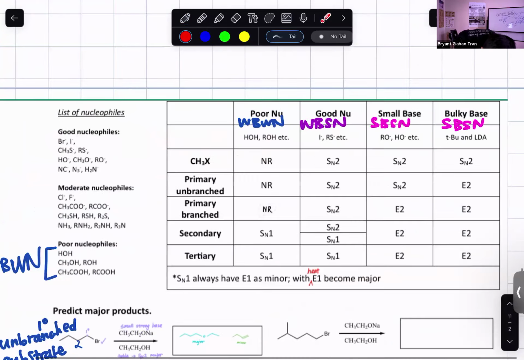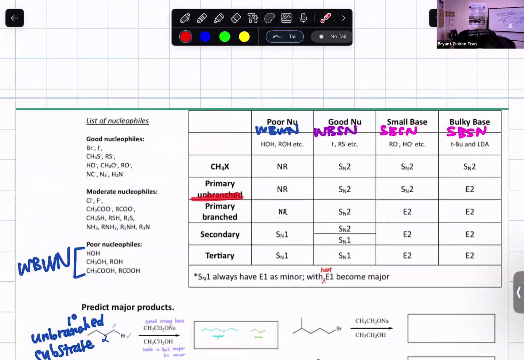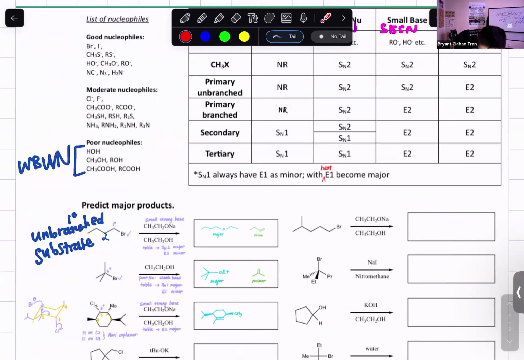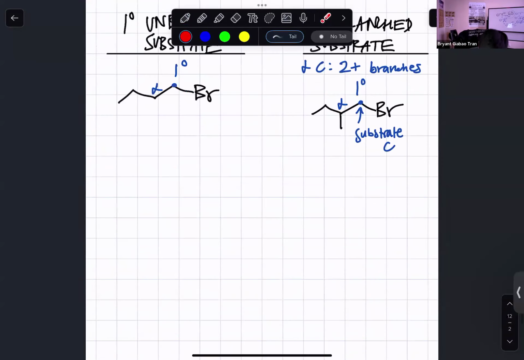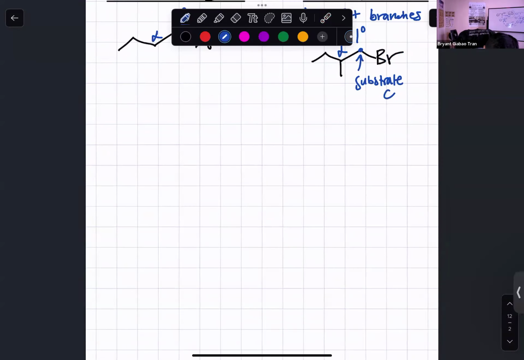So when we look at the chart here, we have a small strong base, primary unbranched substrate. The reaction is telling us SN2, right? So let me show you the mechanisms of SN2, SN1, E1, E2, and then have you practice with those, and then I will move on to hydrohalogenation and oxidation, right?